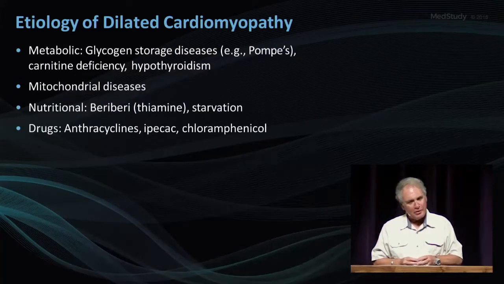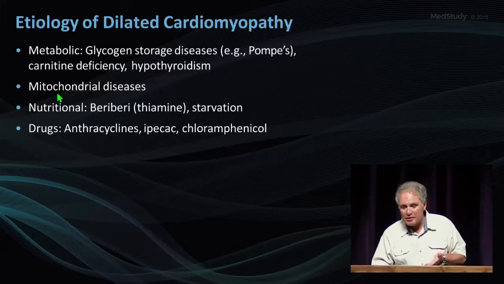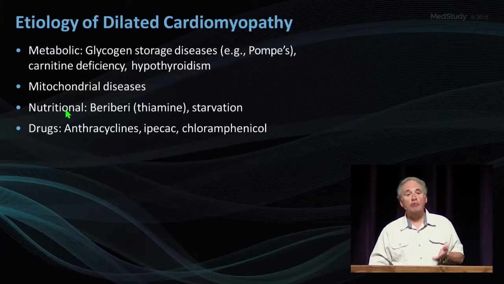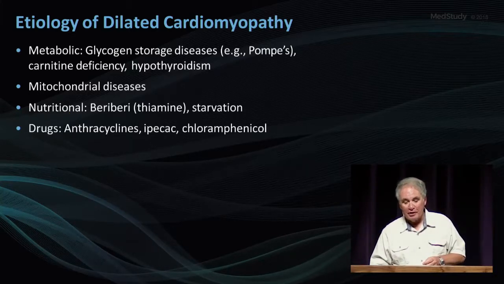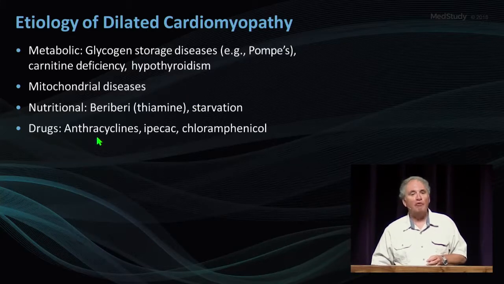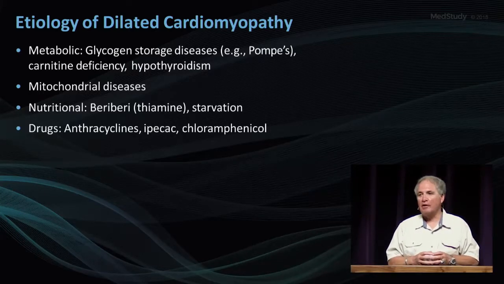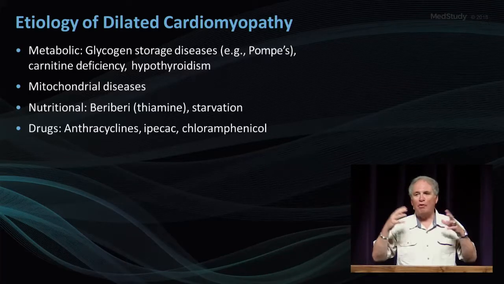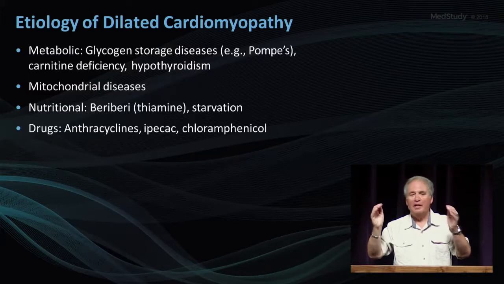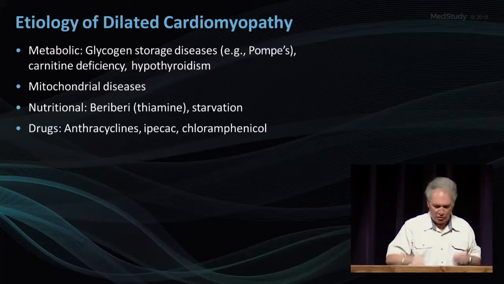There are metabolic causes of a dilated, poorly functioning heart: glycogen storage disease, Pompe's disease, carnitine deficiencies, mitochondrial diseases, hypothyroidism. There are nutritional causes of a poorly functioning heart: thiamine deficiency, beriberi, and starvation. And certain drugs, I think you're all familiar with the anthracyclines that we've used to treat many children with malignancies, can cause, at higher doses, a dilated, poorly functioning heart. So those are the causes of dilated cardiomyopathy, in addition to viral myocarditis, which can also present with a dilated, poorly functioning heart.